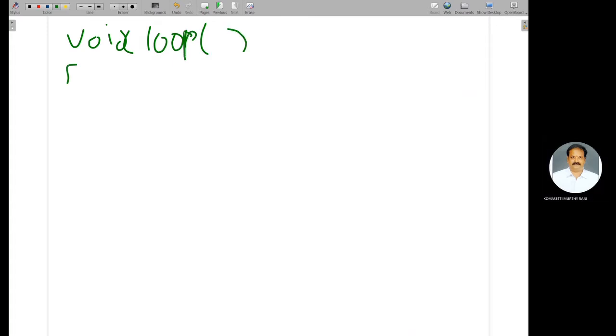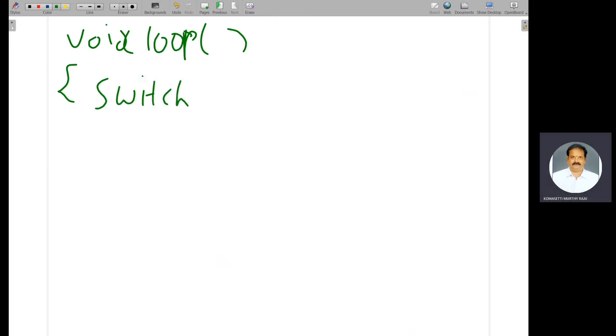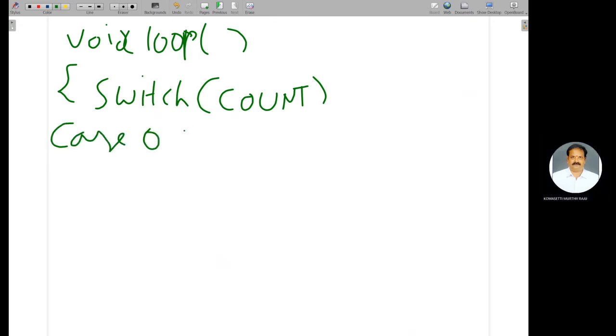Void loop. Switch count. Initially count is 0. At the beginning, that count value is 0. Case 1 is not matched, so case 0 runs. Cases go from 0 to 15.